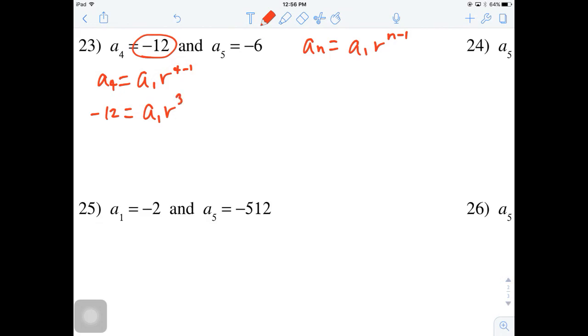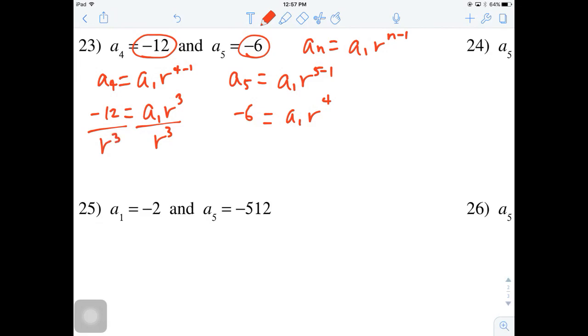And the next equation, same thing: a of 5 is equal to a of 1 times r to the 5 minus 1. And the given is negative 6. That's going to be a1 r to the 4th power. Next, I'm going to use one of the equations and solve for a1. So I'm going to divide by r cubed on both sides. And that will give me a1 equals negative 12 over r cubed. And we're going to use this to substitute into the second equation for a1.